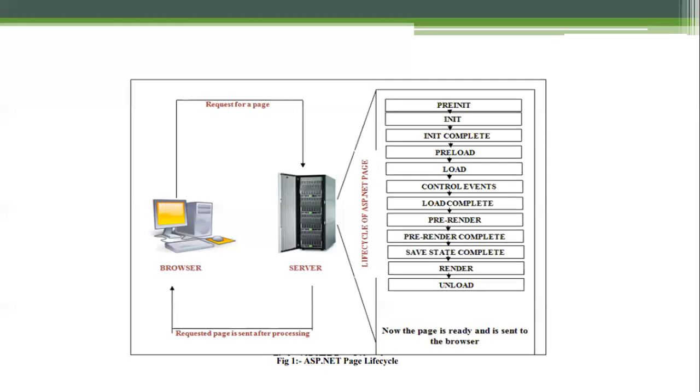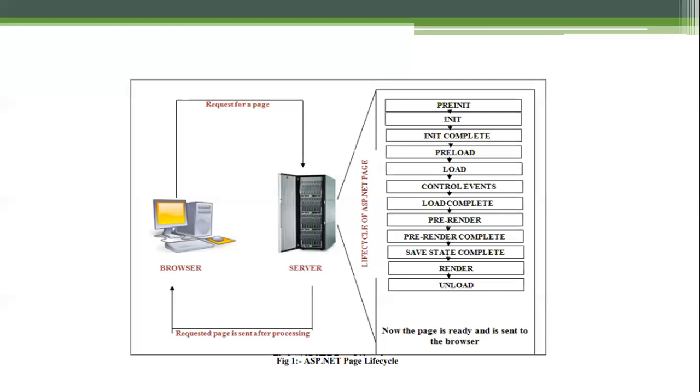Next is the init method. This event will be raised after all controls have been initialized. The init event of an individual control will occur before the init event of the page. So each control, suppose I have 10 controls in a page, first each control's init method will occur, then the page init method will occur, like that. So we can use this event to read or initialize the control properties. The init method is used to read or initialize the control properties.